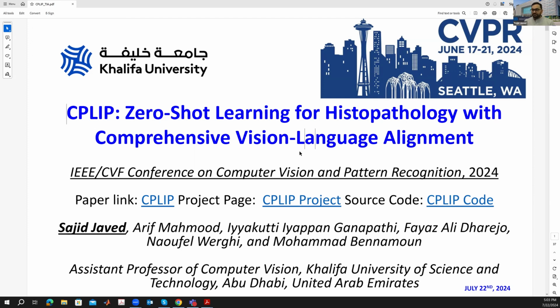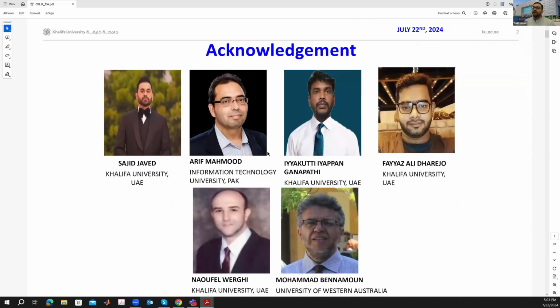First of all, it's always a nice idea to acknowledge the co-authors who have contributed equally in this work. This is a joint work between Khalifa University UAE, the University of Western Australia, and the Information Technology University, Pakistan. Together with my two postdocs and strong collaborators across Australia and Pakistan, we were successful in producing the CPLIP paper in CVPR earlier this year.